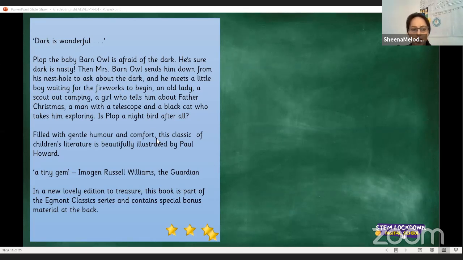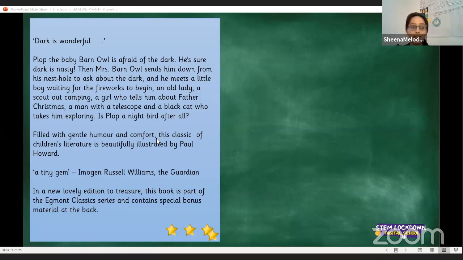A tiny gem. So when somebody puts in their opinion, it's going to look like that. It's got the speech marks because they said it. Morgan Russell Williams is the person's name, and she writes for The Guardian, which is a newspaper. Okay, so she obviously read the book. Maybe even her children read the book, and she thinks it's a tiny gem. And remember, a gem is a jewel, so it means it's precious.